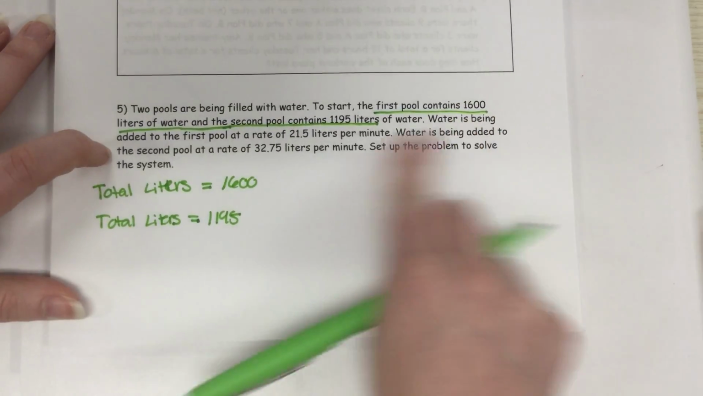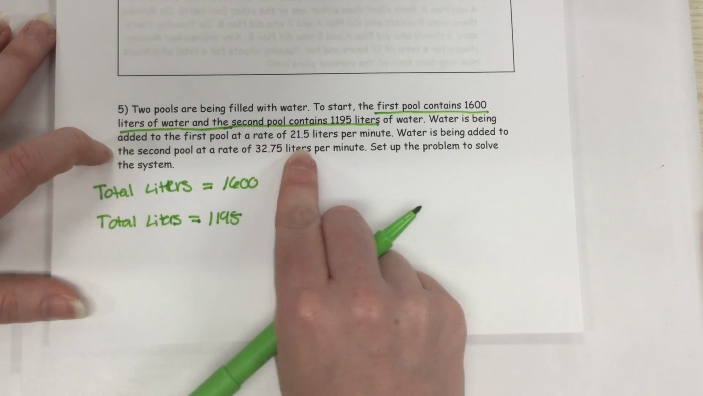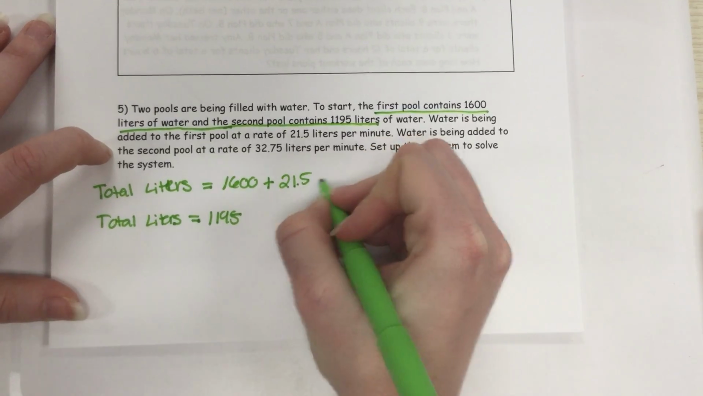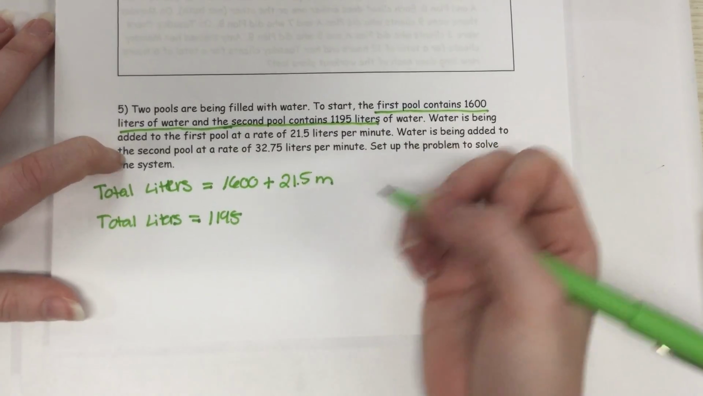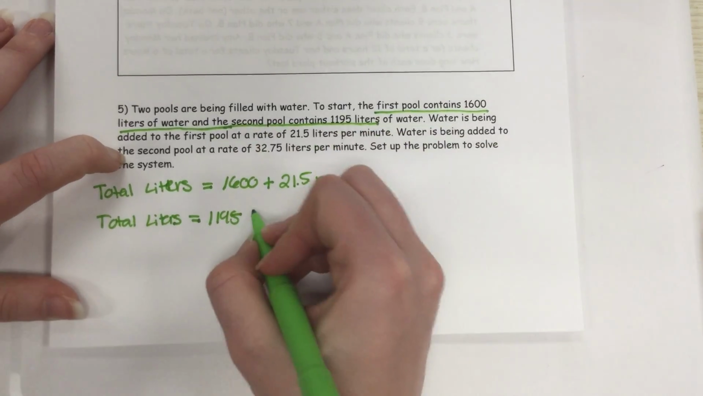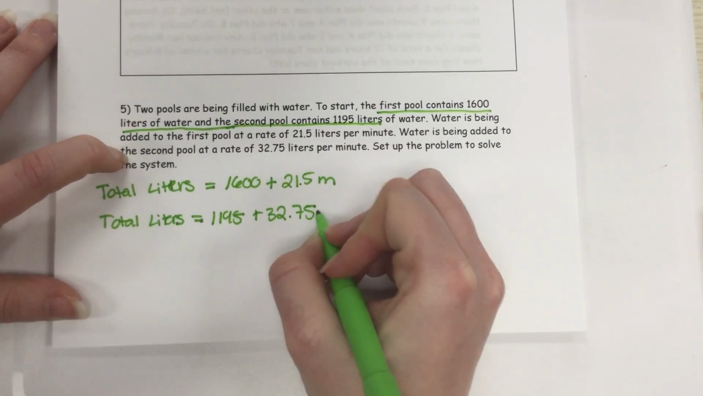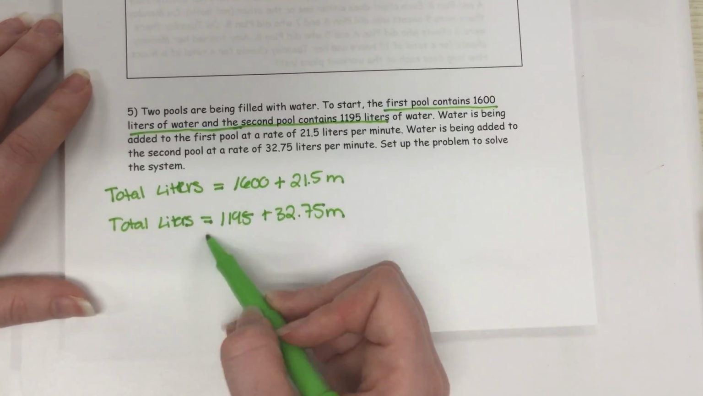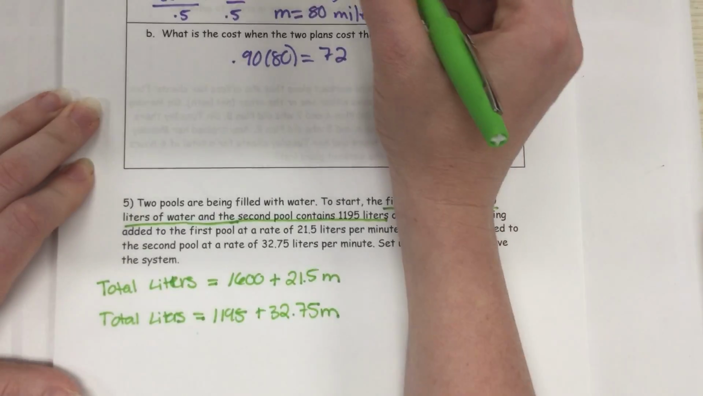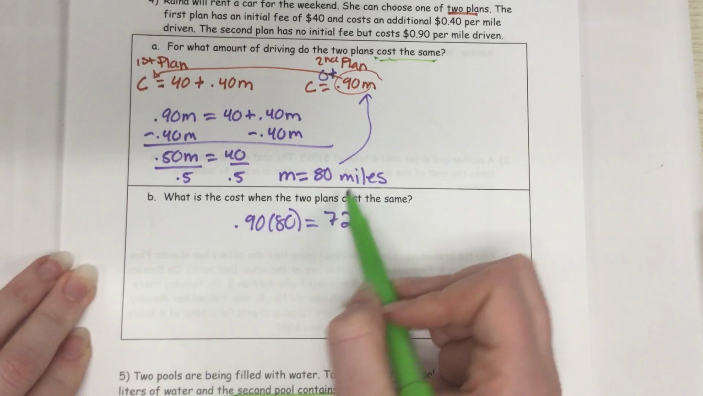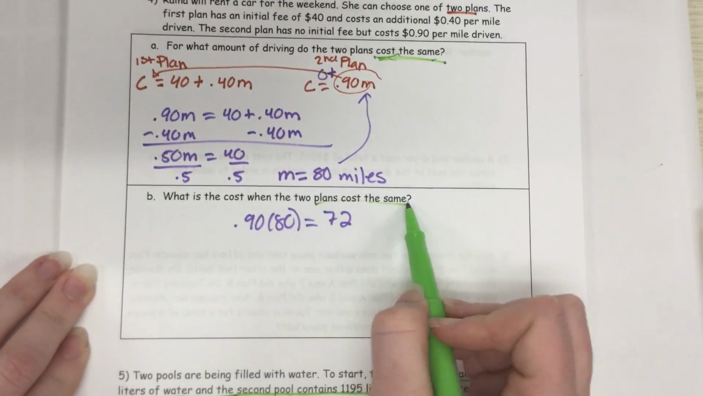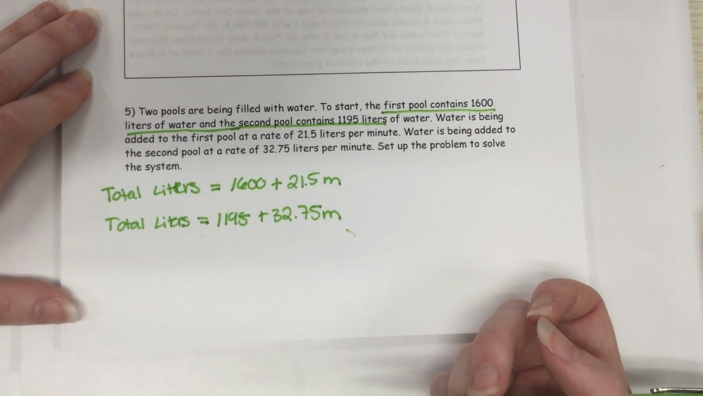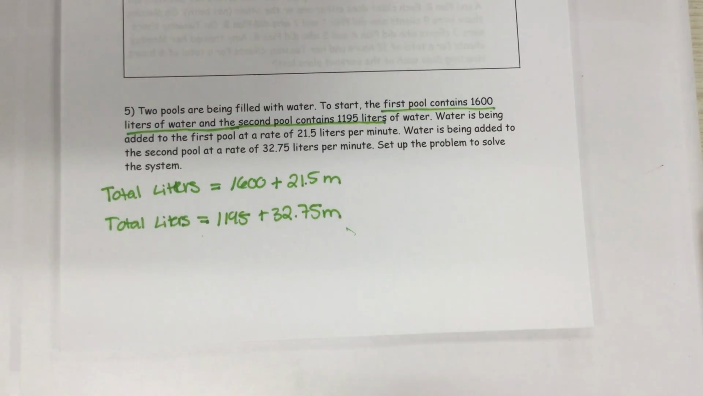Okay. The water is being added to the first pool at a rate of 21.5 liters per minute. So I'm going to add 21.5 per, and now M is going to stand for minute. Okay, and the second one, it is adding 32.75 per minute. Okay, and so this is what you would do to solve. Once again, they're both equal to total liters, and they'll ask, when do they have the same amount of water, and how much water will it be? That will essentially be the question. So you'd set them equal to each other and then solve. Okay, hopefully that makes sense, and that's all you have for 8.1.